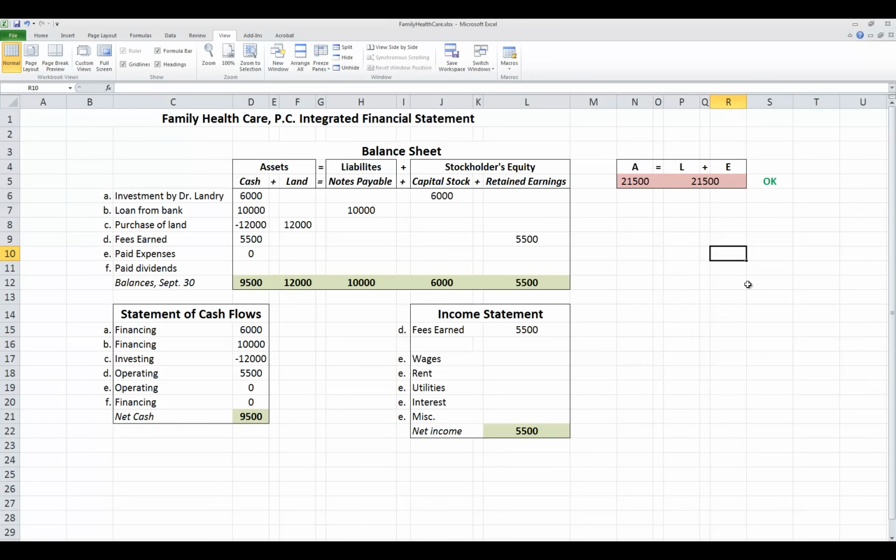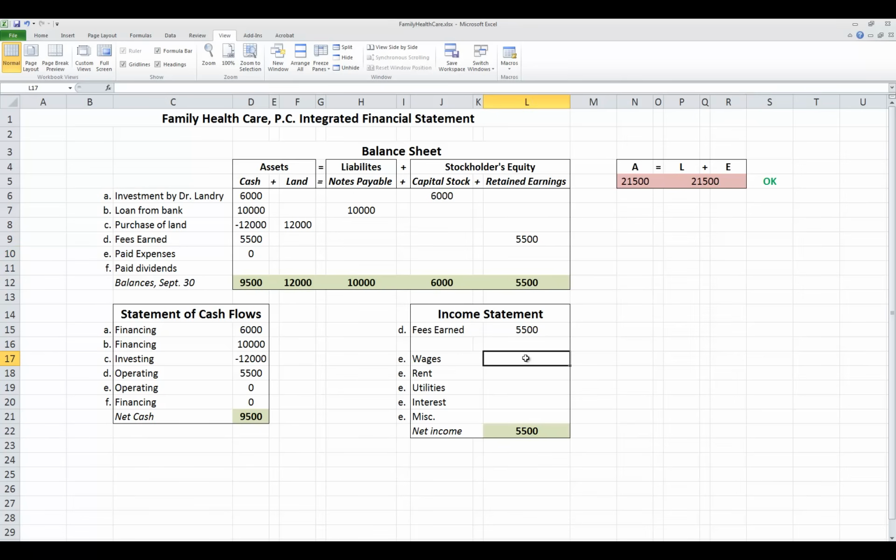If you notice there, we have fee income, which is the same thing as fees earned up in the balance sheet of $5,500. It's the same thing as operating cash flows in transaction D in the statement of cash flows. That's also present under fees earned. So that transaction appears in all three. And again, that's what we mean by integrated financial statement. Now, as far as our paid expenses, we're going to go ahead and enter those into our income statement because that is an operating expense, right?